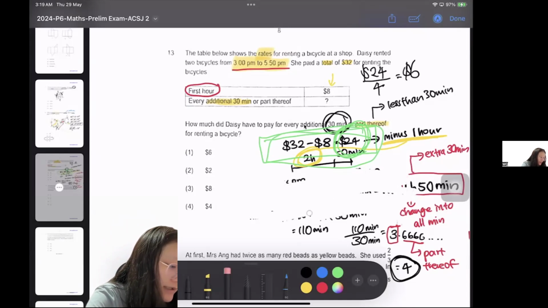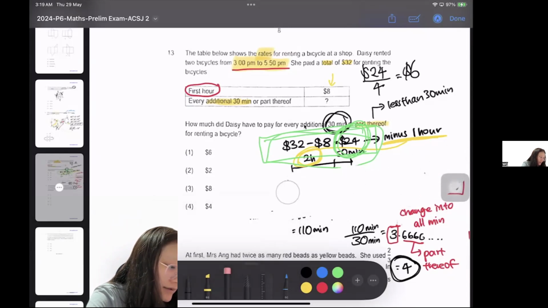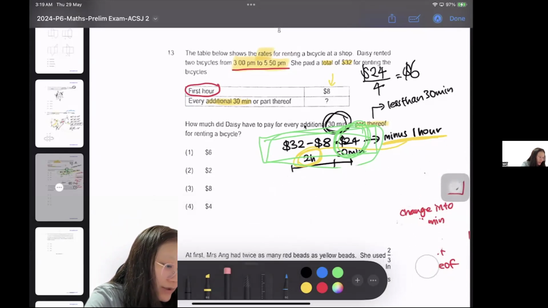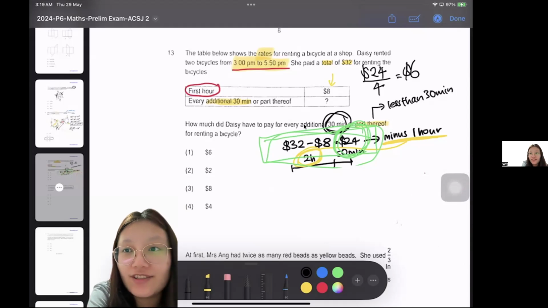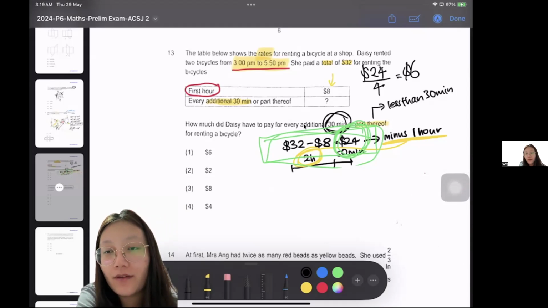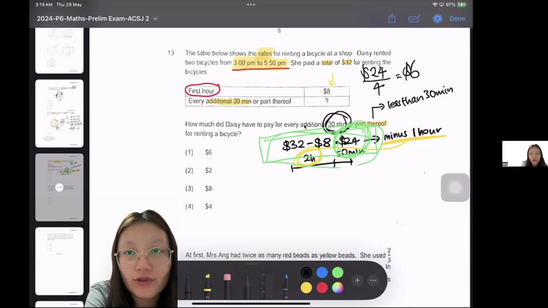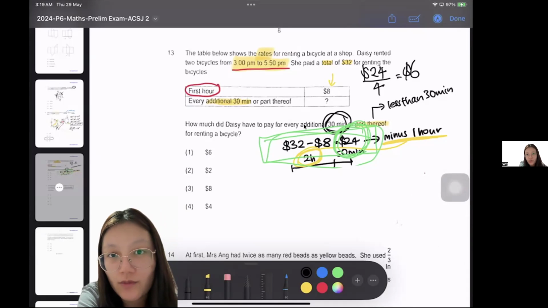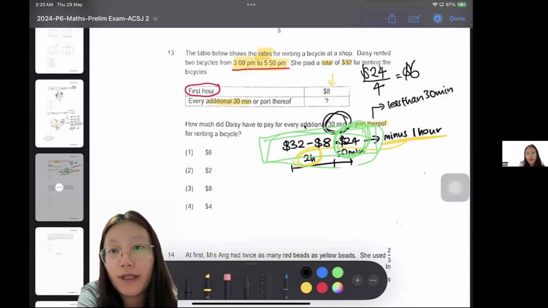Okay, why is it that 24 we take it divide by 4? Okay, so just now we minus off the 1 hour already. So $32, which is the total, we minus off the $8, which is the first hour, and we got $24. So $24 is the total amount of money that she was charged for the 30-minute or part thereof.